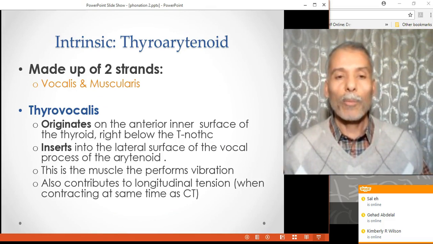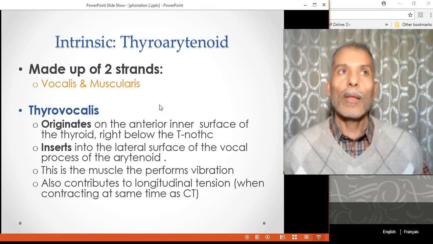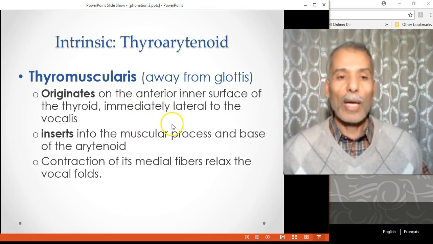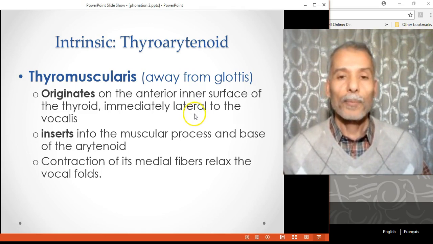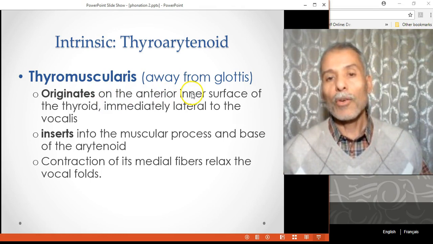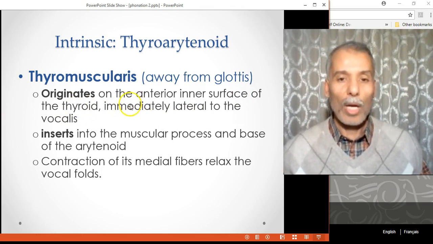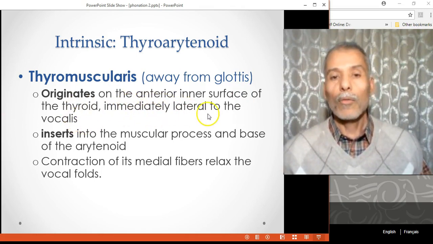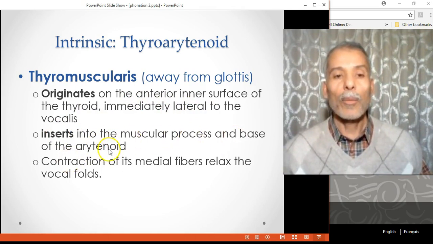So we explained the action of the thyroarytenoid. Now we look at the thyrovocalis. Let's look at the thyromuscularis and how it adjusts for lower pitch. So the thyromuscularis again originates on the anterior inner surface of the thyroid cartilage, immediately beneath the thyroid notch and lateral to the vocalis, next to the vocalis muscle. It inserts onto the muscular process and the base of the arytenoid.